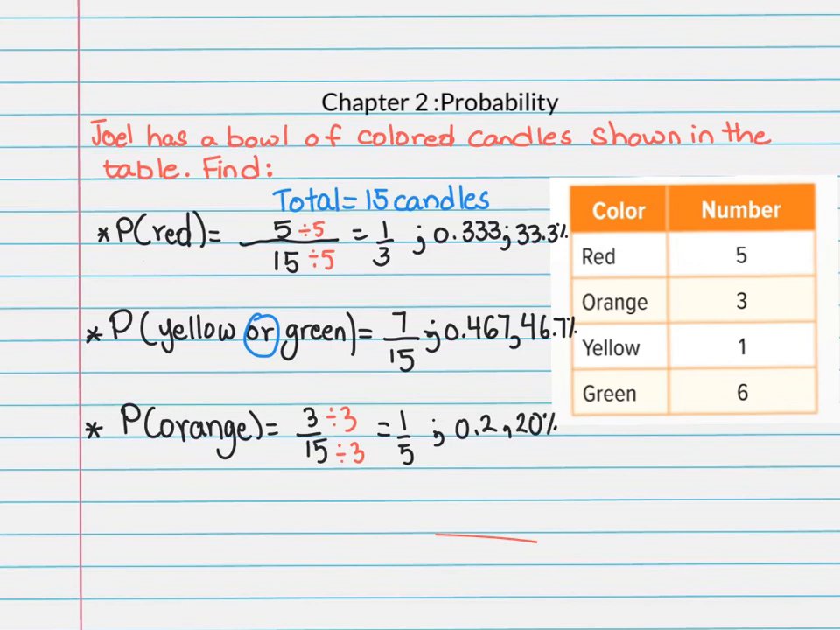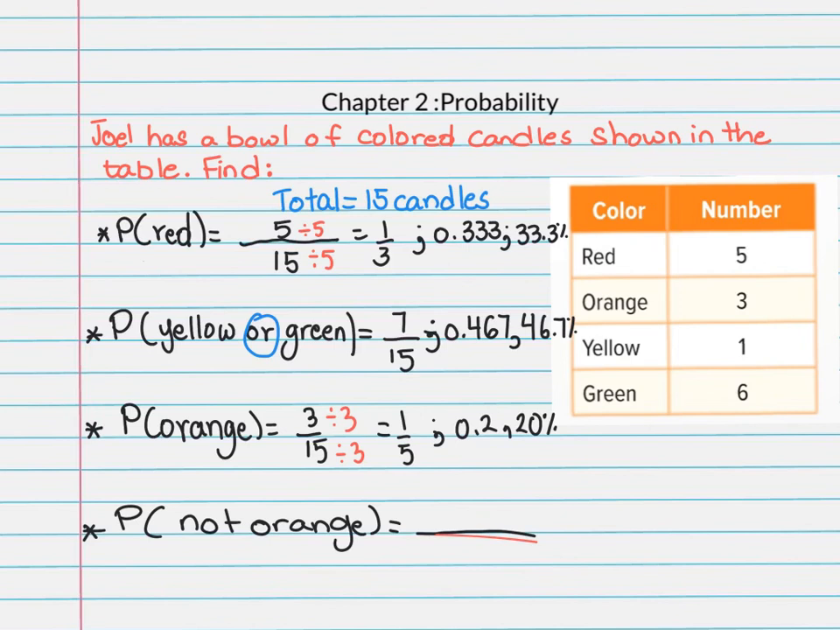Now I need the probability of, and pay attention to this, not orange. What do we mean by not orange? This means I need the probability of getting any candle color other than orange. What does that mean? Do I count orange? I do not count the orange. I count all the other candles and I skip the orange because I need any candle that is not orange.